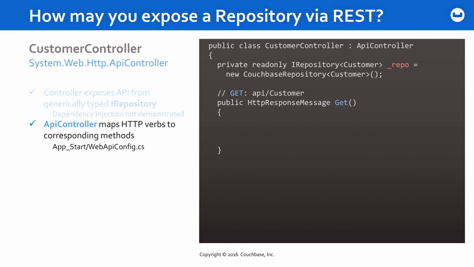The API controller itself is going to map the HTTP verb and the incoming route to corresponding methods. For example, here by default, an incoming GET with no parameters is going to call the GET method. Later on, we'll see that that might invoke a GetAll.